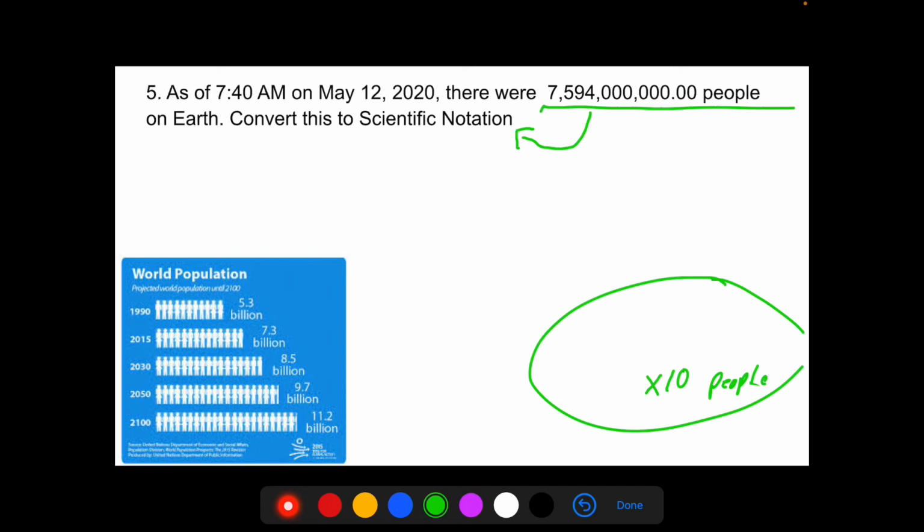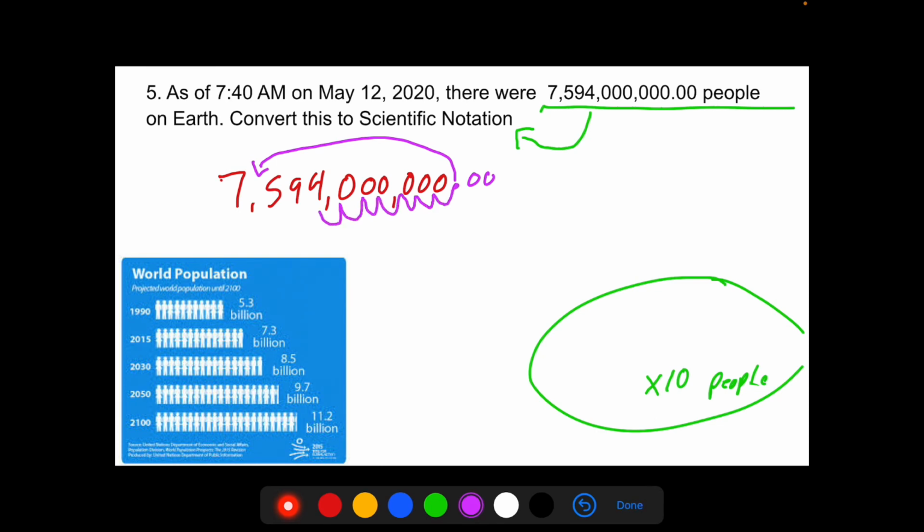My original number down here was 7,594,000,000 people. Okay, what I want is, instead of the decimal place being right over here, I want it way over here. So how many places, how many powers of 10 do I have to move that? All we have to do is count. 1, 2, 3, 4, 5, 6, 7, 8, 9. So my answer here is going to have an exponent of 9.